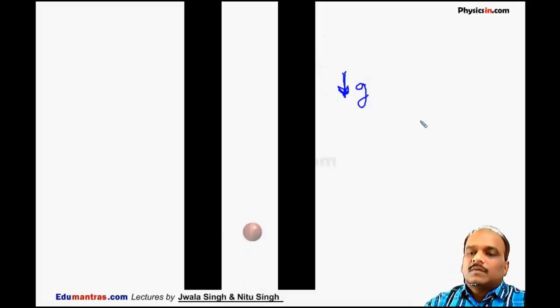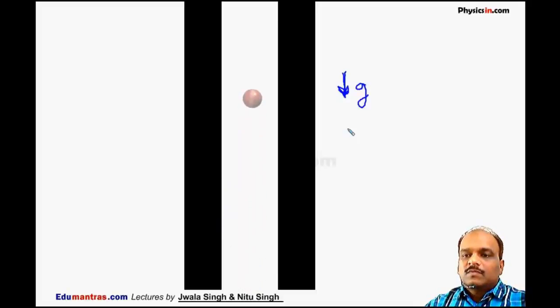When I throw this ball upward, it goes upward, but since the acceleration due to gravity is acting downward, it again falls back. If I throw it again with some more speed, then it goes somewhat more height and stops here. This is the maximum height attained by the ball. It falls downward. This is accelerated motion, this is also accelerated motion under gravity.